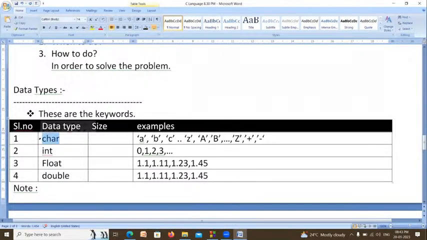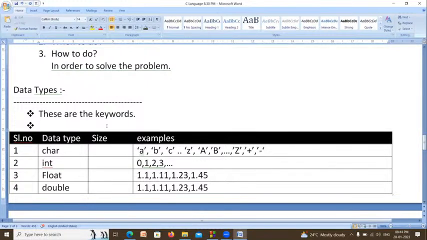Character is a name which was already defined in C. Integer is a name which was already defined in C. Float is a name of the data type that was already defined in C. Double is a name of the data type that was already defined in the C language. So predefined words, predefined names, those are called as keywords.